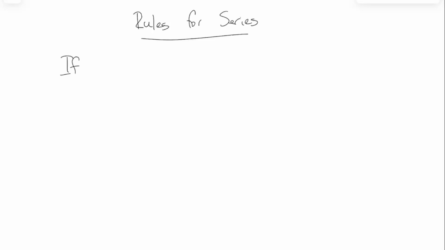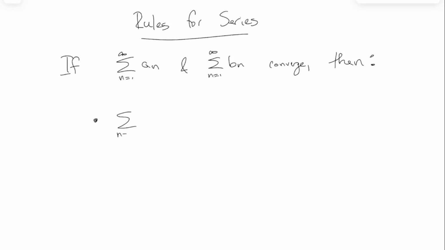So it says if the sum of an, n equals 1 to infinity, and the sum of bn, n equals 1 to infinity, both converge, then you can do a bunch of tricks with adding them together or subtracting them or whatever. And there are many of these, but I'm just going to write down, in my opinion, the most important ones. And I think everybody can guess what I'm going to say here. The series an plus bn is, what do you think?